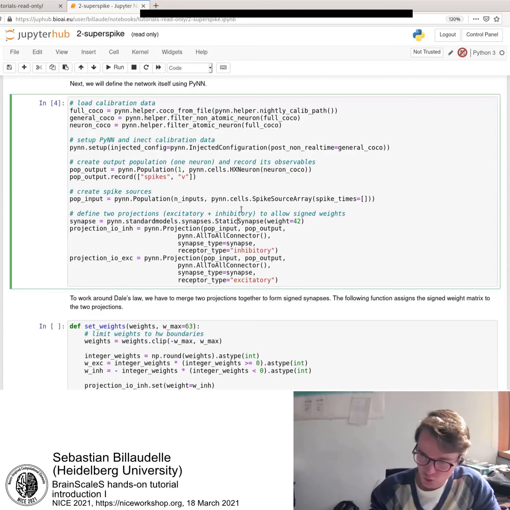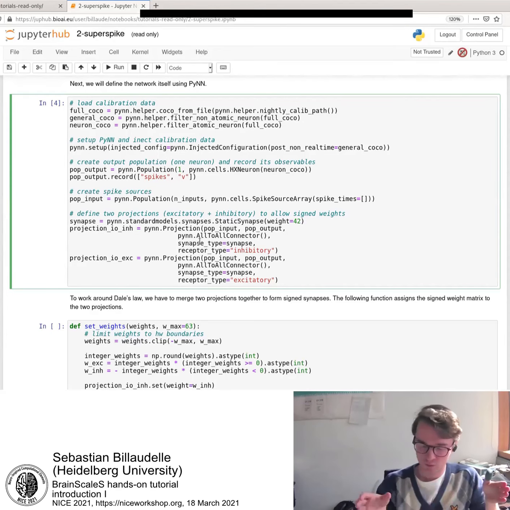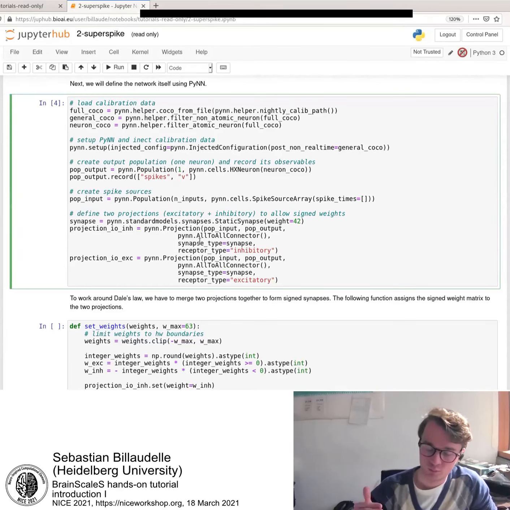And then we define two projections. A projection is like in neurobiology, which is not really my field, just a kind of a coarse view of a connection between one area of neurons of the brain to another area. And here it's a projection between two populations. So we define a projection between pop input and pop output. And we just say, please connect all neurons in the input population with all neurons in the output population. This is an all-to-all connector.